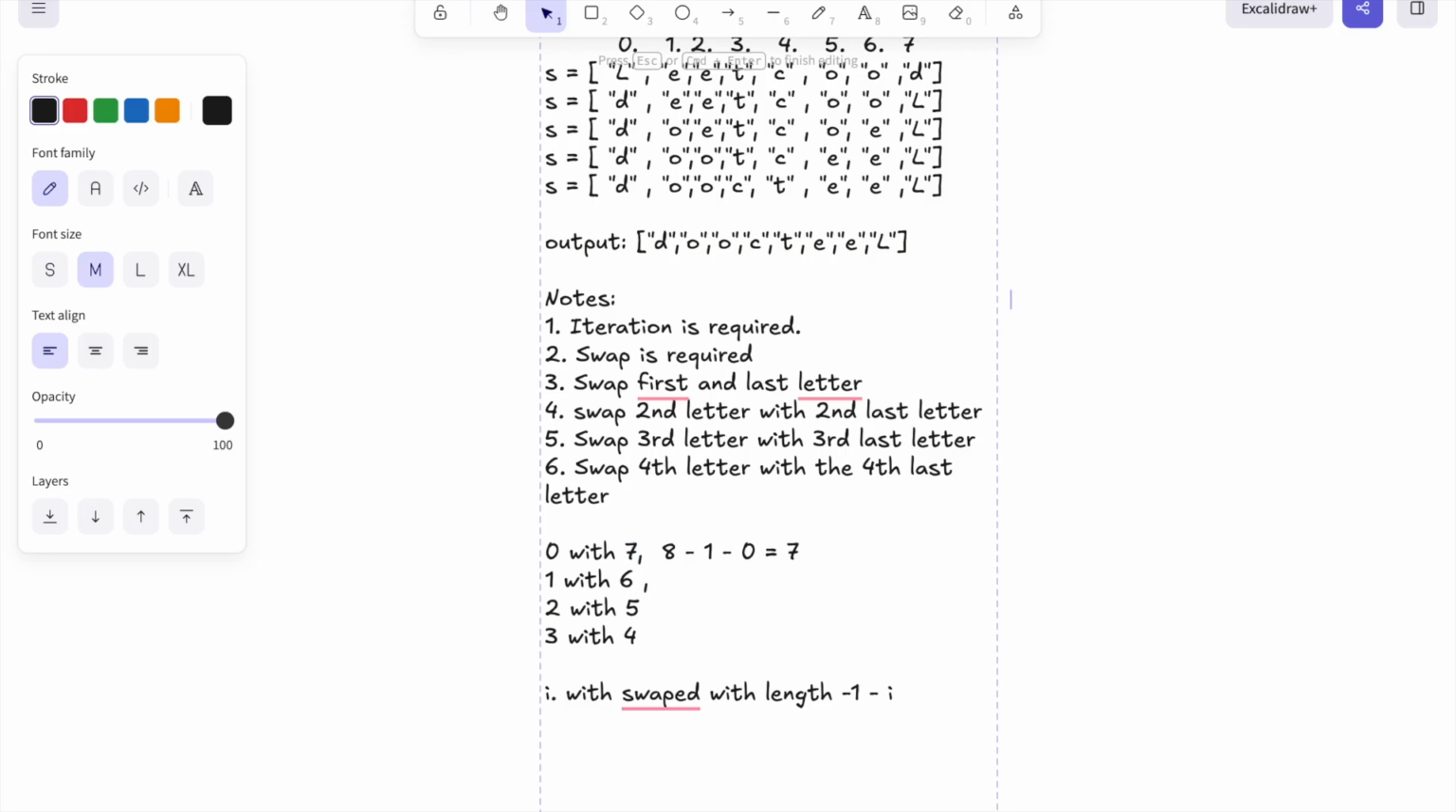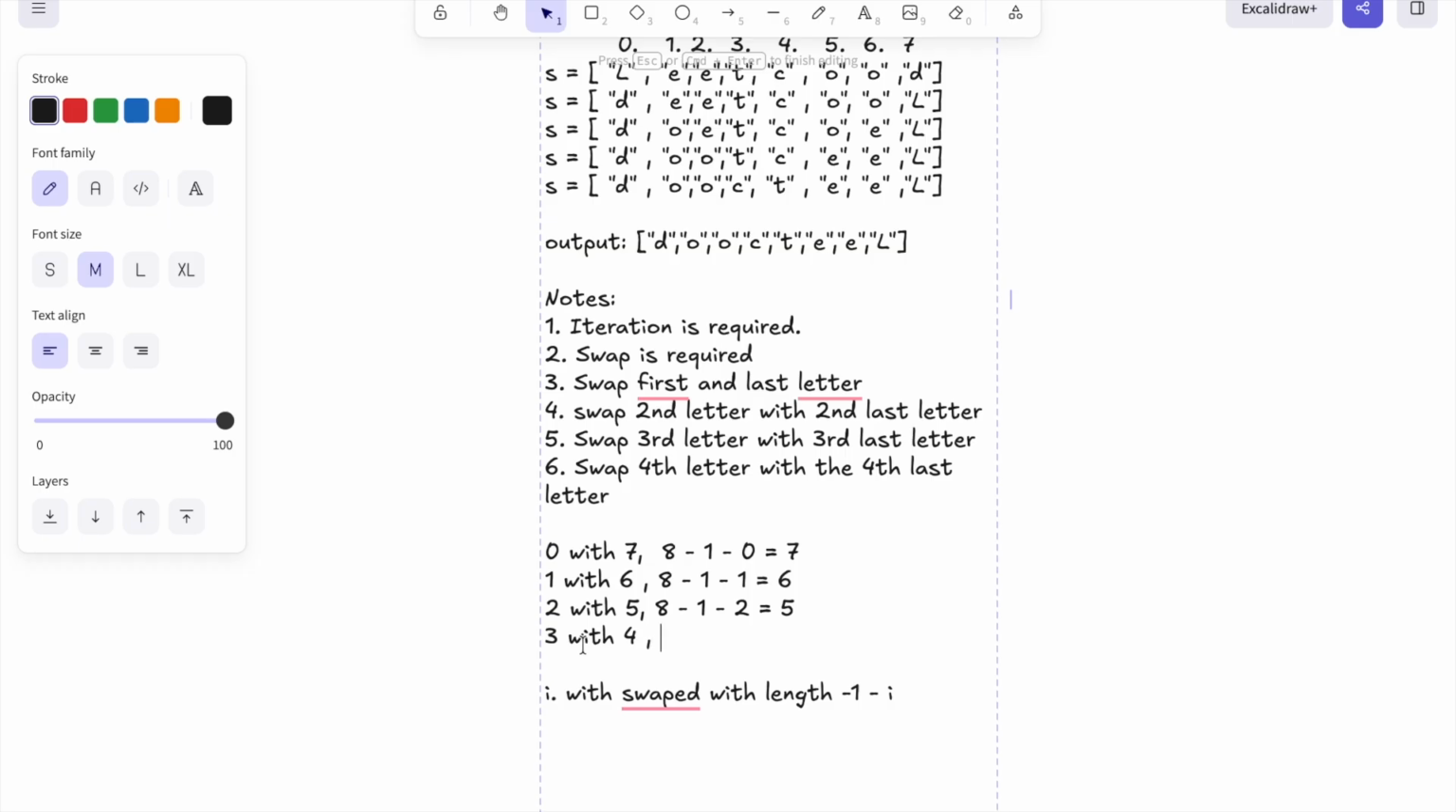Then we come to the next part. 8 minus 1, we already have length minus 1. Then we did minus I, which is now 1, so we need to swap it with 6. Yes, we did swap it with 6. Then comes the next part. 8 minus 1, that is constant, and then we swapped it with 2, right? So the second I is equal to 2, so we swapped it with 5. So yes, we did swap it with 5. 8 minus 1 is 7, 7 minus 2 is 5.